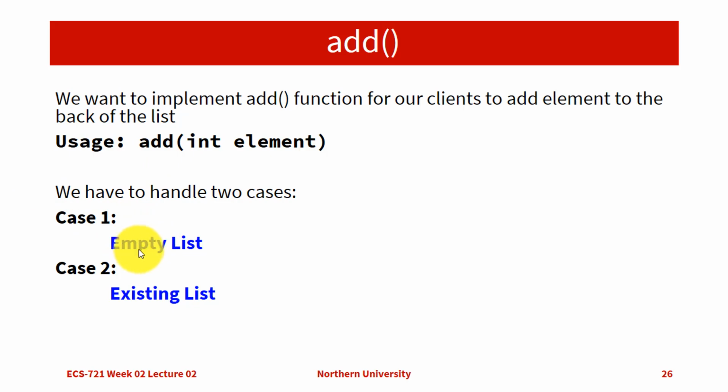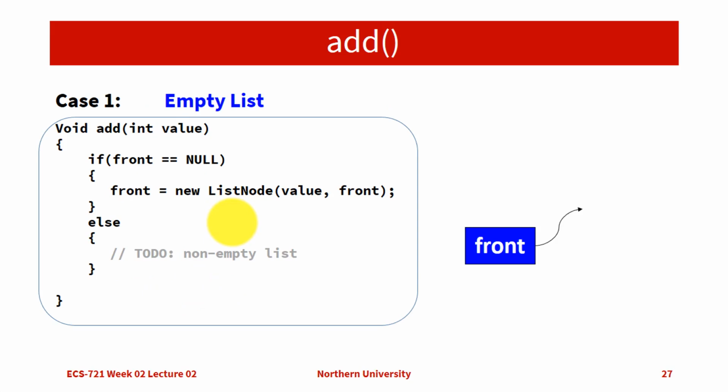So here we have to consider two cases. If the list is empty, we want to do something else. But if we have an existing list, the procedure for adding a value to the end of the list is slightly different. So we'll look at these two cases. So let's first talk about the empty list.